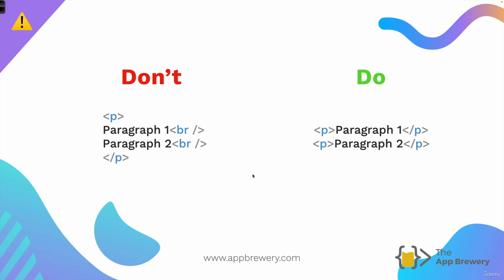Now, in terms of do's and don'ts with void elements, something you sometimes see people doing is they add a break tag to add a new line instead of creating a separate paragraph element. Now, this is not what you want to do because this is not very good for accessibility, which means it'll make it harder for blind users with screen readers to understand the content on your website.